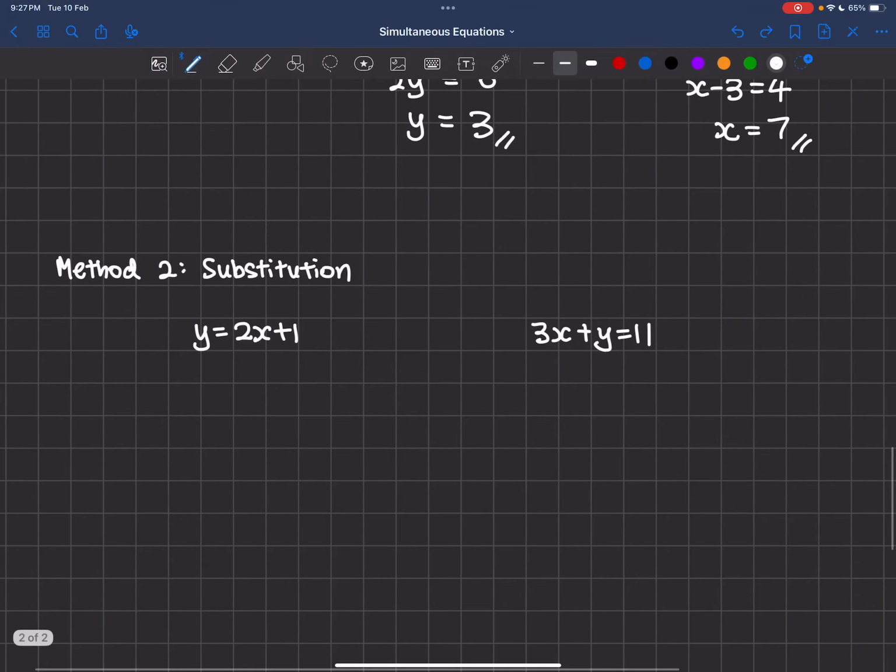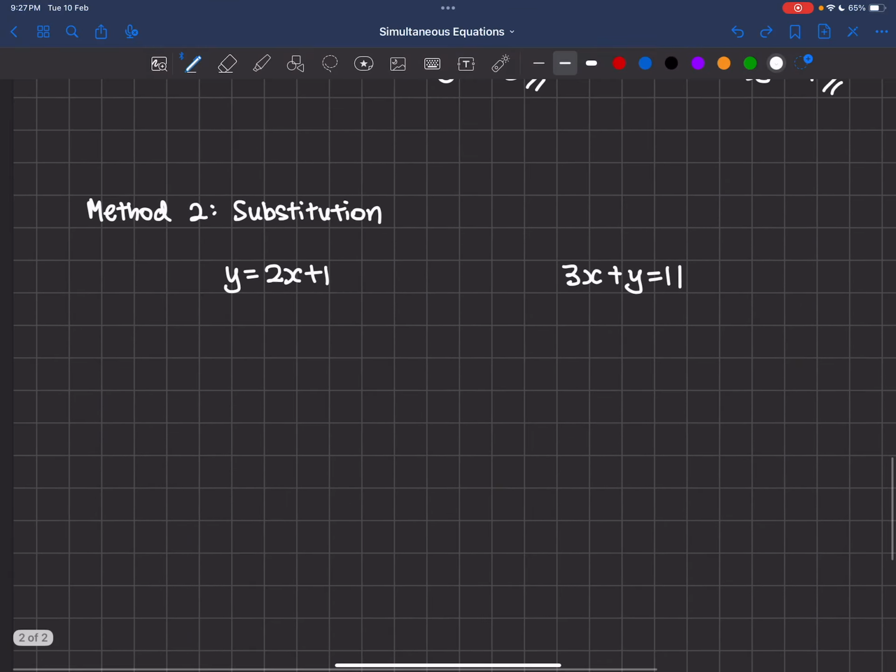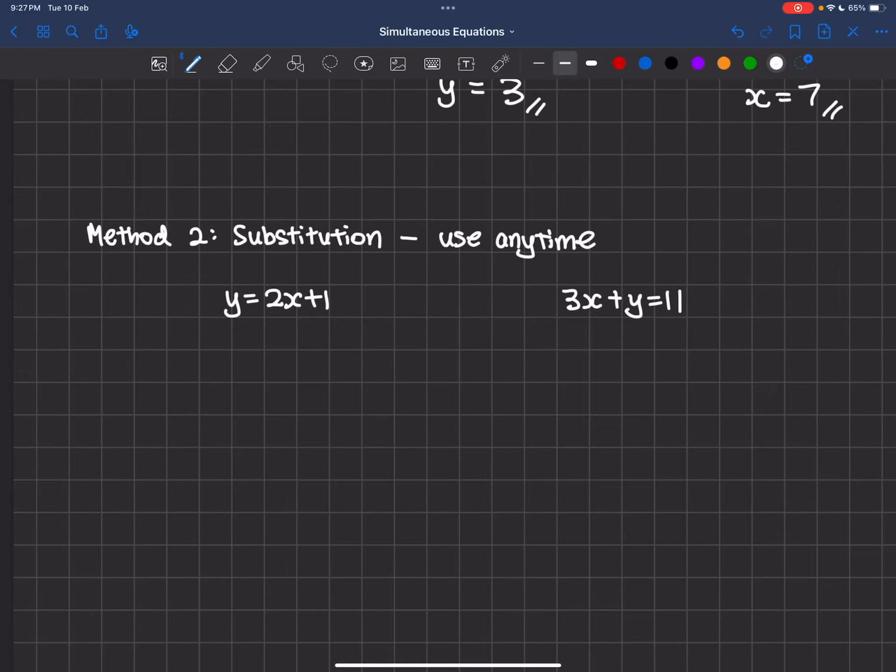Yep, so the second method is substitution. This is one that I always use. Basically, it works for any examples. So here we have equation 1, equation 2. What do we see? Okay, we see that equation 1 is already the subject of y, right? So what can we do? We can sub 1 into 2.